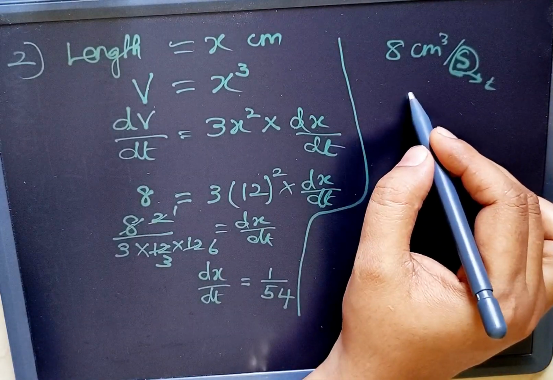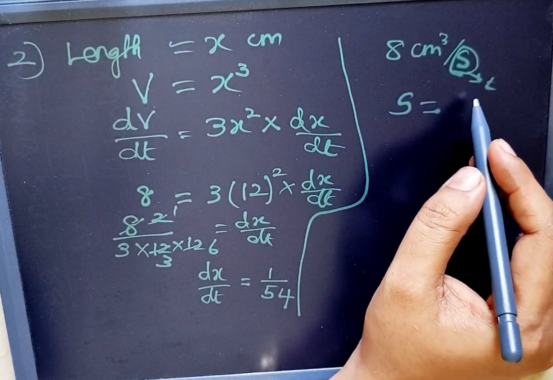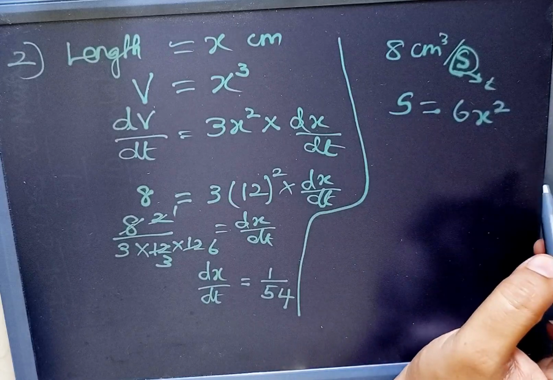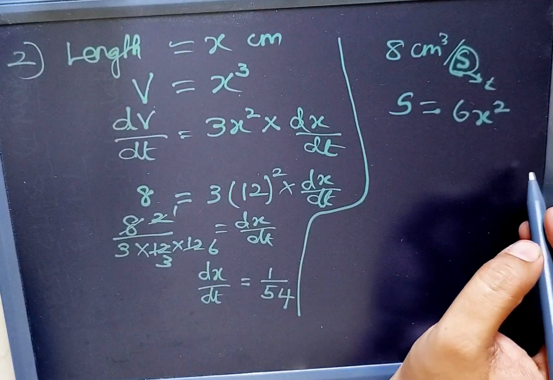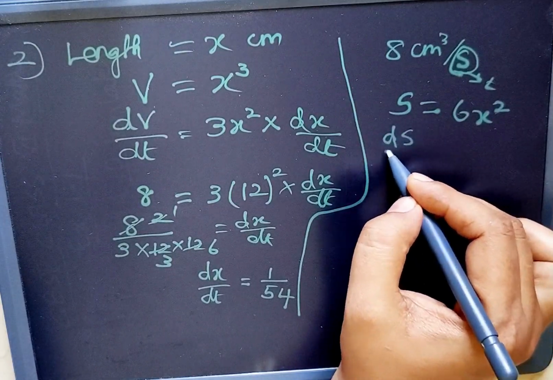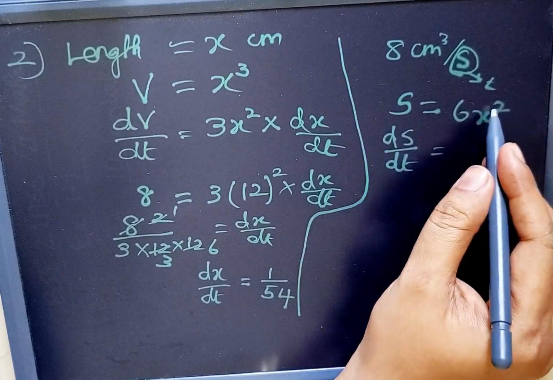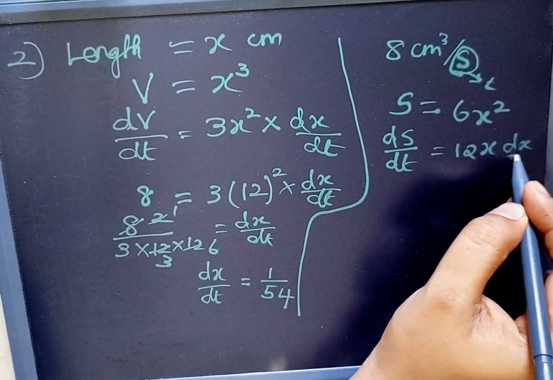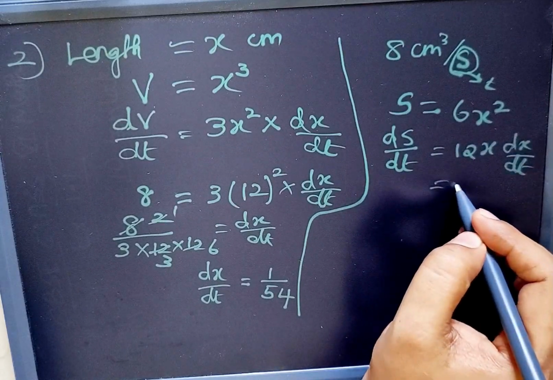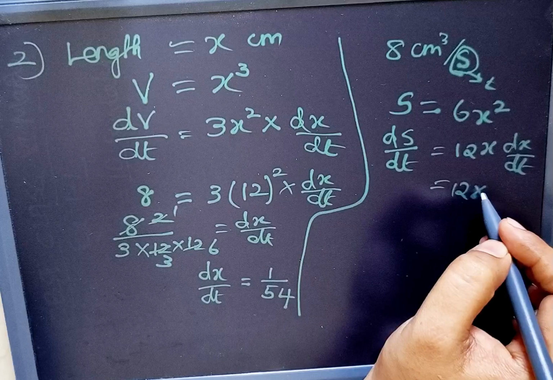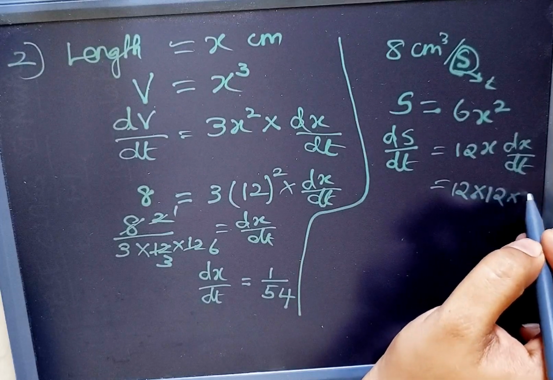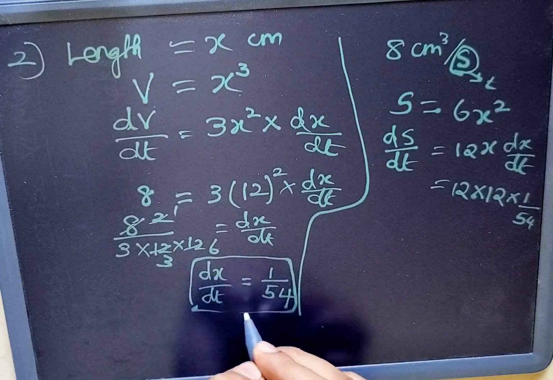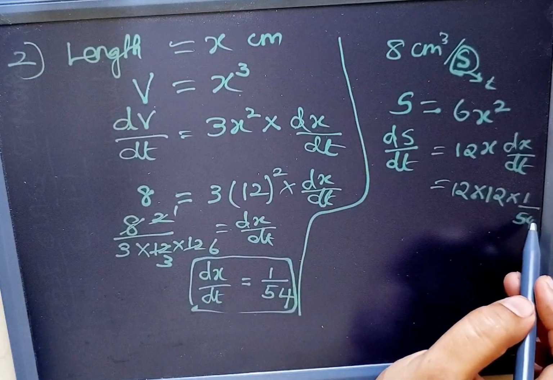Now, we'll denote surface area as capital S. We know the formula, that is 6a square. Here it is x. So it is 6x square. Differentiating with respect to t again. So ds by dt equal to, when we apply the power rule, 2 6 are 12 x into dx by dt. Substituting the values, for x it is given as 12 and dx by dt we have found it as 1 by 54. Substitute that here, then cancel the terms.